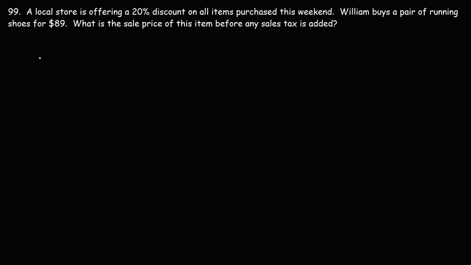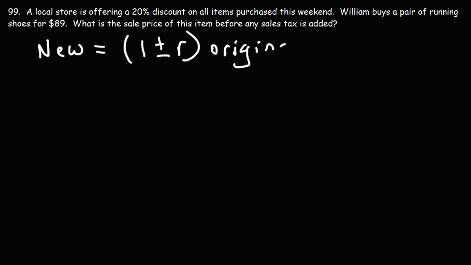Let's use the formula that we talked about in the previous problem. The new price is going to be 1 plus or minus r times the original price. Since we're dealing with a discount, should we use positive r or negative r? Since it's going to decrease the total value of what we're going to pay, we need to use negative r. So it's going to be 1 minus.